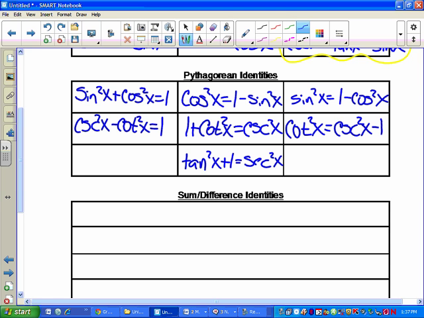So that version would get me secant squared x minus the tangent squared of x equals 1. Did we do that right? Yep. Secant squared x minus tangent squared x equals 1. And I think we can use tan squared x equals secant squared x minus 1.